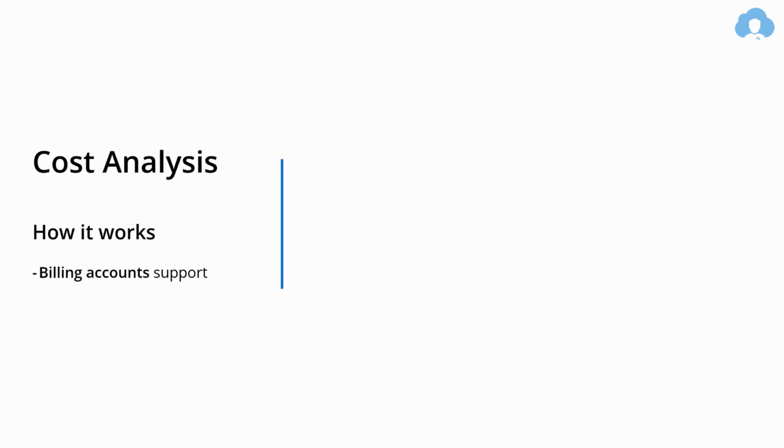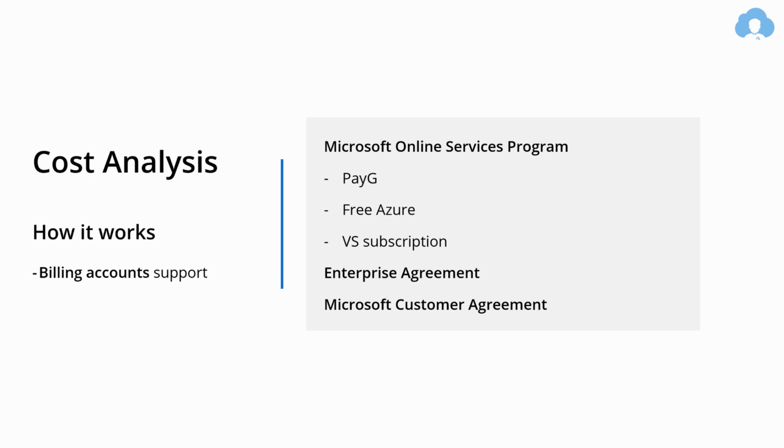So when it comes to cost analysis, first of all, there's billing account support. Currently there are three types of billing account: Microsoft Online Services Program, Enterprise Agreement, or Microsoft Customer Agreement. If you're just starting with Azure, you most likely have the first option, so pay-as-you-go accounts, free Azure accounts, or a Visual Studio subscription for learning purposes. If you're a big company, you either have Enterprise Agreement or Microsoft Customer Agreement.